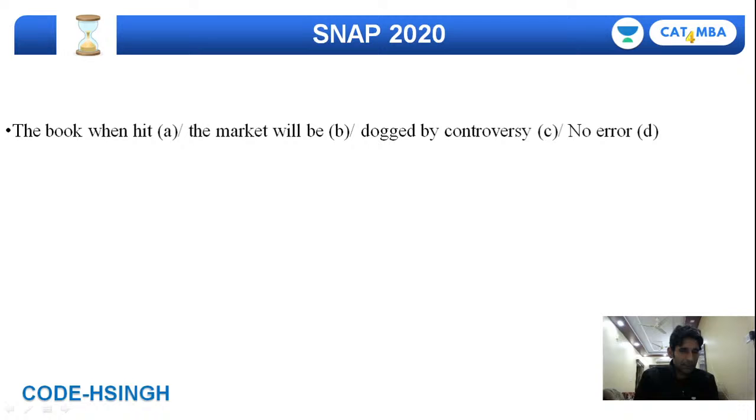चलो, let's see. Look at this question guys, tell me the answer. The book when hit the market will be dogged by controversy. Okay, so Deepshika says B option. Okay, 30 seconds guys. SS says B option.